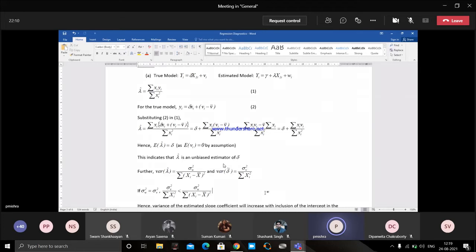But if these two are equal to each other, or if from the estimated model we have a higher estimated value of the variance, then obviously the estimated model will have higher variance, a higher estimated variance of the slope coefficient. So that's definitely a concern, because the estimated variance would increase, and this will expand the confidence interval.